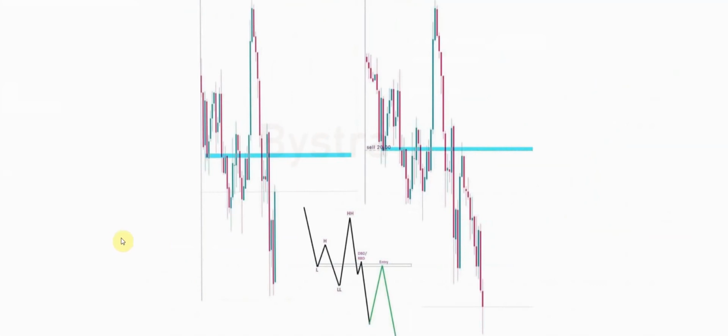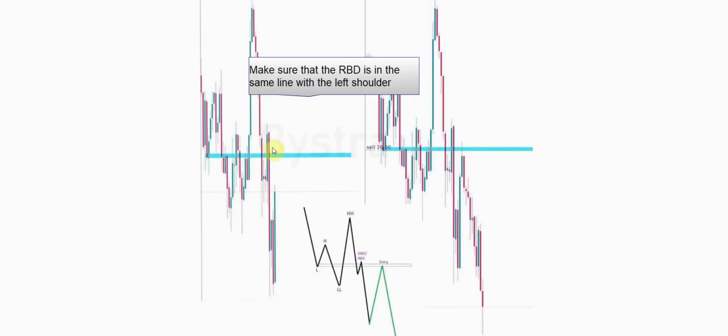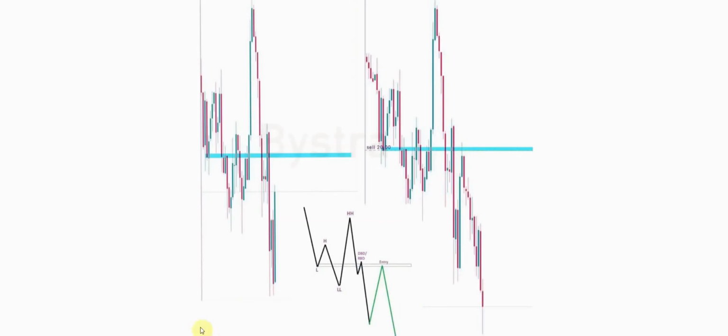And here also we have low, high, lower low, higher high. You can see here price created a bearish engulfing or rally-based drop, and then price also broke the lower low. You can see that the price came back, and also you have to make sure that this rally-based drop is in the same line with the left shoulder. And you can see here the price came back and continued to fall.